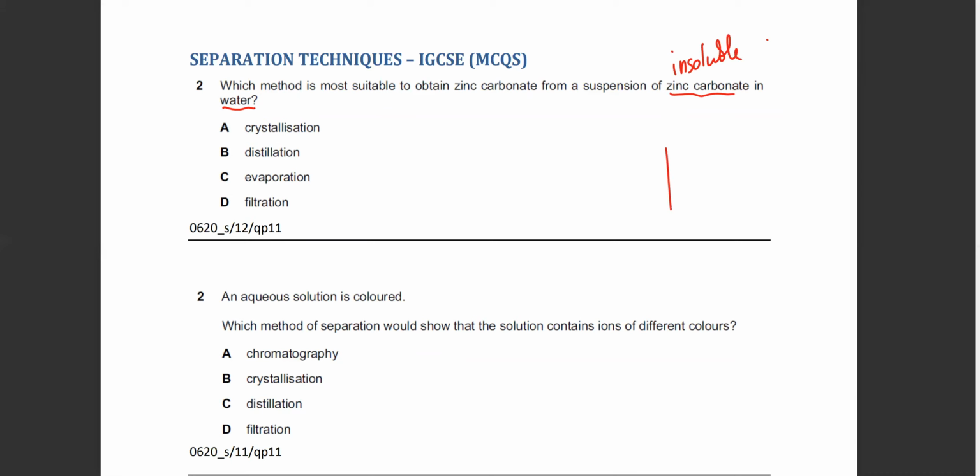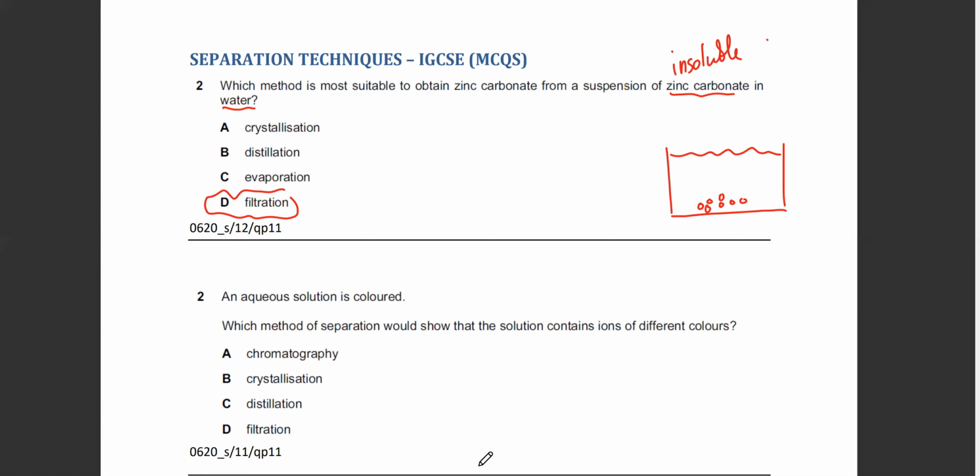So you have a beaker full of water, and there are these insoluble zinc carbonate particles over here. Can anyone tell me quickly which method you would use to remove the zinc carbonate particles? Filtration maybe. Okay, so it's going to be filtration.